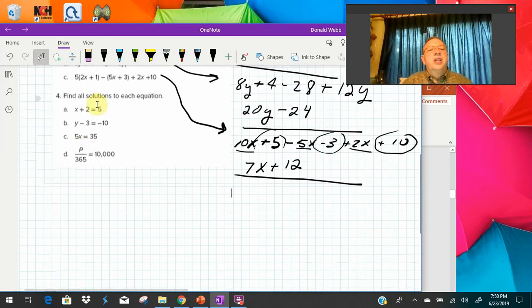So let's look at this. Let's find some solutions to equations. Here's some simple equations. And we certainly need to be able to work these things in our classwork, our application. So I'm going to do two. I'm going to do number A, or letter A, 4A. I want to solve x plus 2 is equal to 5.